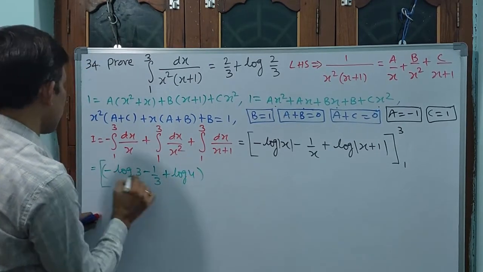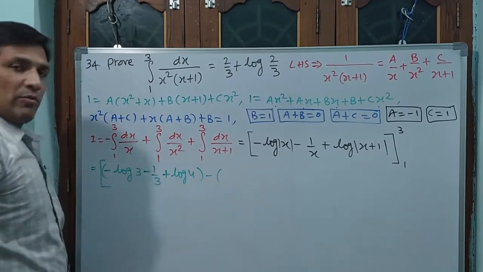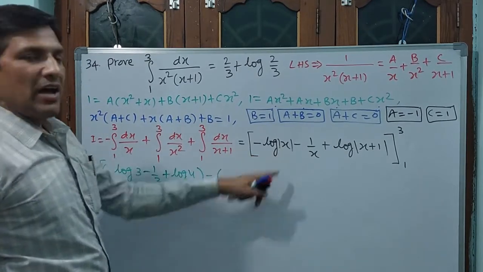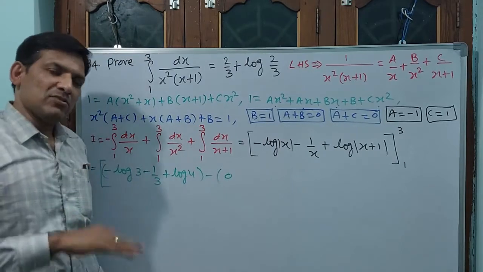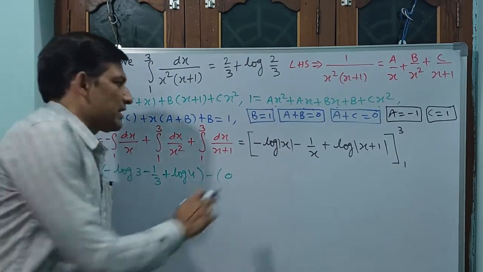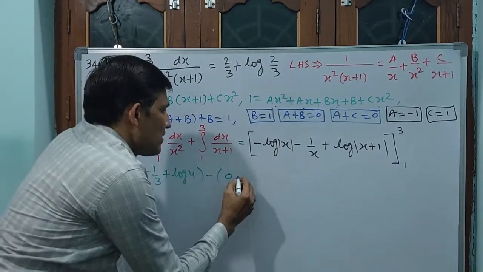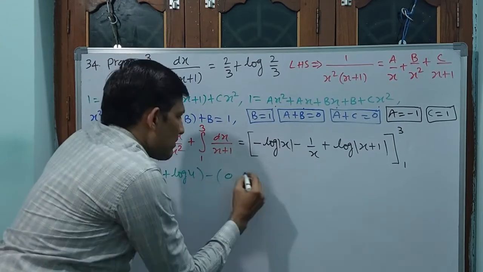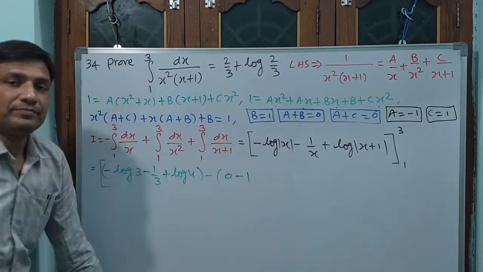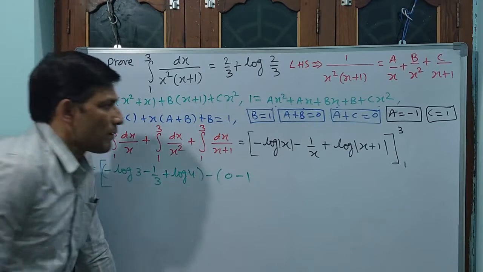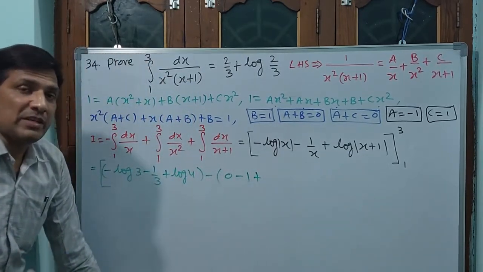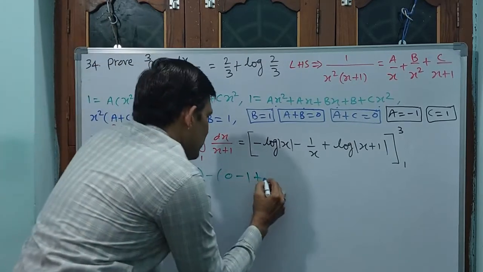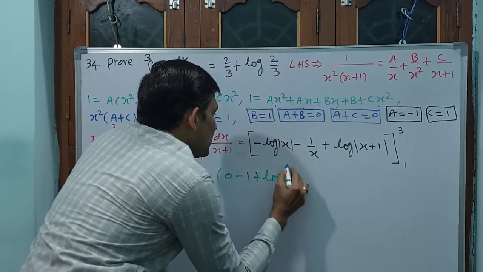Okay, close one parenthesis. Minus lower limit. Lower limit is 1. Minus log 1, 0. Log 1 is 0. Minus 0 or plus 0, all are okay. Okay, this is 0. 1 is applied. Minus 1 by 1, 1. Plus log 2. Why? Because x is 1 means 1 plus 1, 2. Plus log 2.